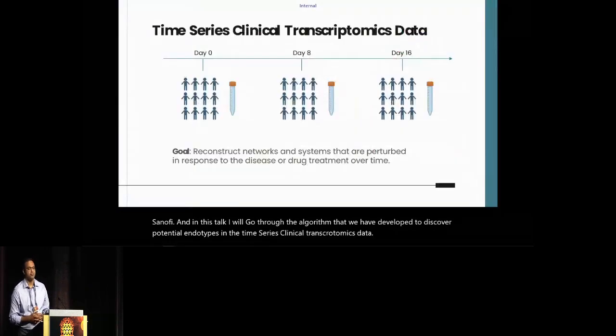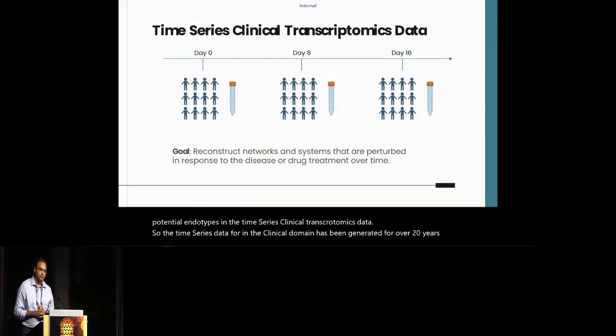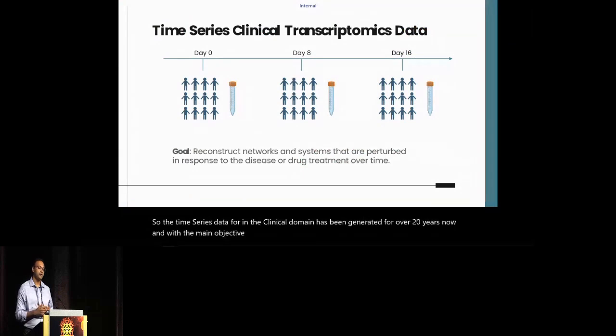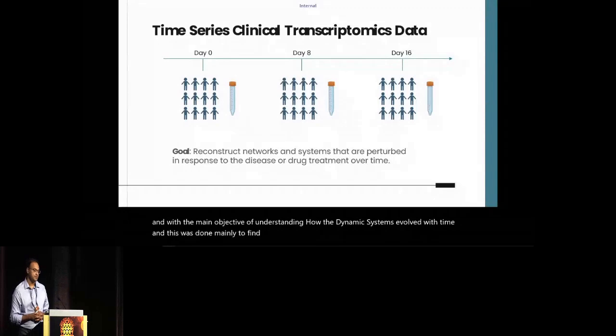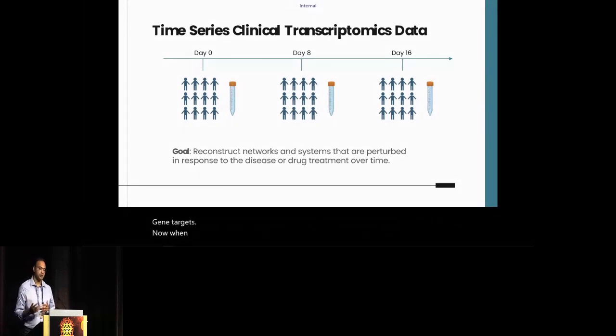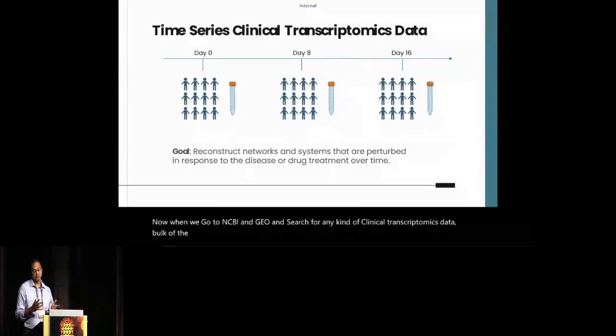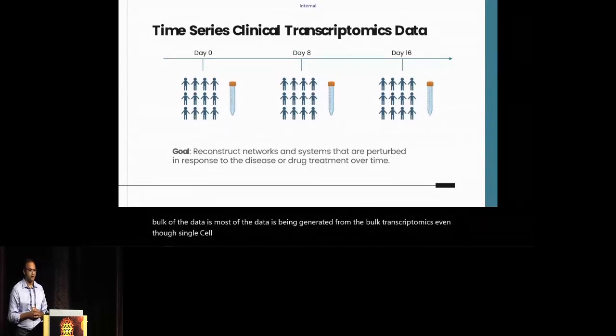So the time series data in the clinical domain has been generated for over 20 years now, with the main objective of understanding how the dynamic systems evolved with time. And this was done mainly to find biomarkers in diseases, as well as to find gene targets. Now, when we go to NCBI and GEO and search for any kind of clinical transcriptomics data, most of the data is being generated from the bulk transcriptomics. Even though single cell has been around for about 10 years now, most of the data sets are from microarray or with bulk RNA-seq.